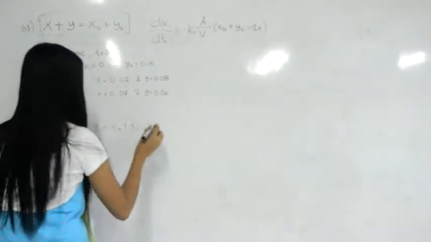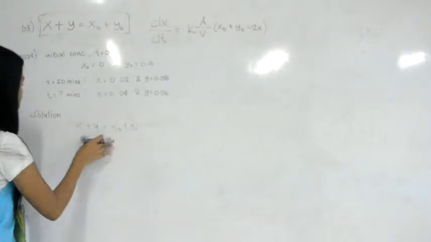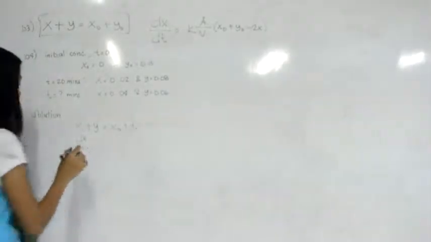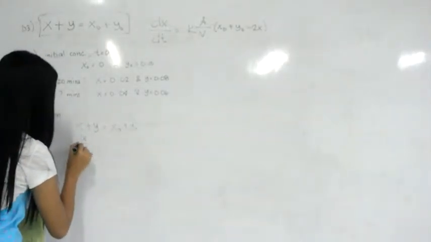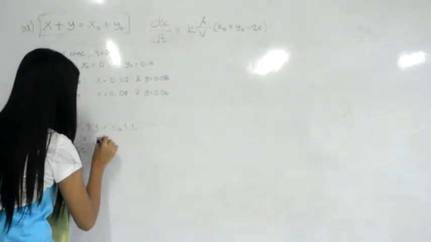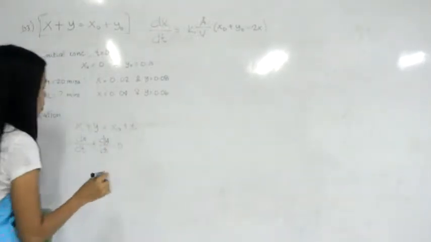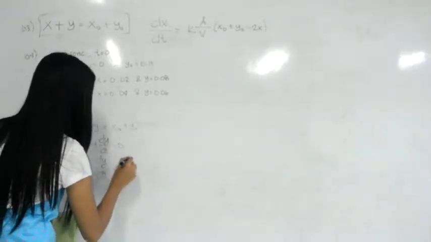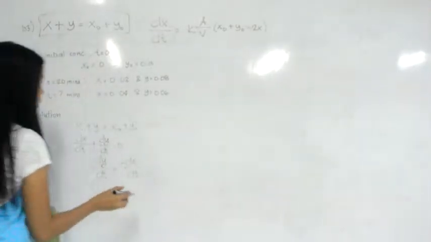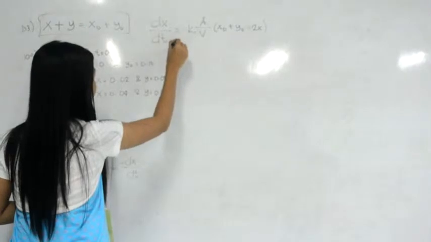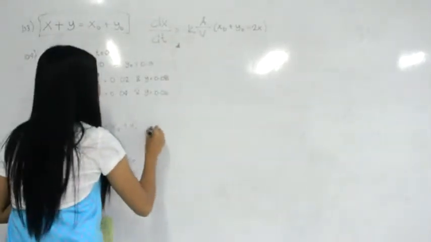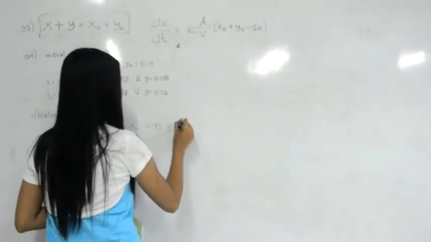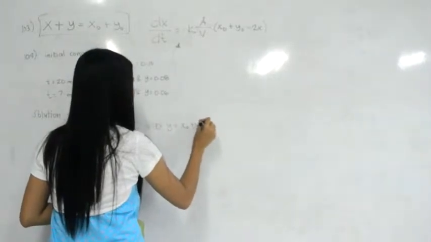y0. If we're going to differentiate both sides in terms of change of time, this becomes dx over dt plus dy over dt equals 0. And we can conclude that the change in the y compartment, dy over dt, is the negative of dx over dt. Now, this equation is also y equal to x0 plus y0 minus x.